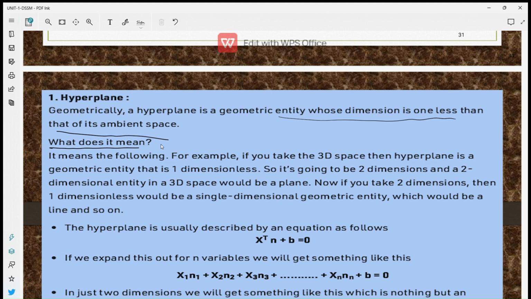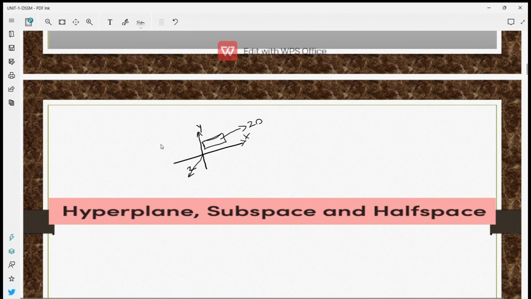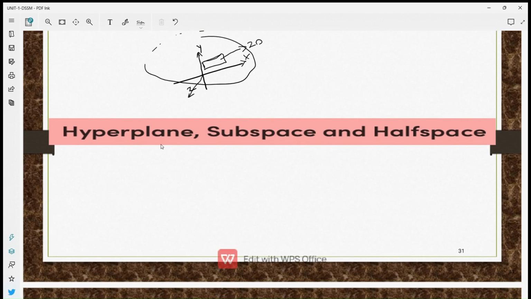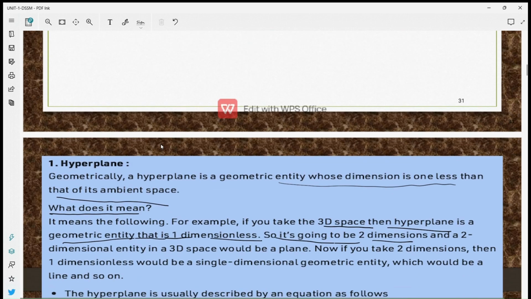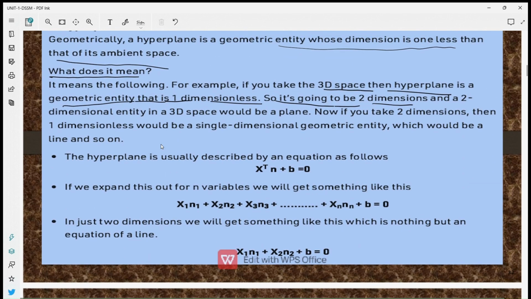So it means the following: if you take a 3D space, then the hyperplane is a geometrical entity that is one dimension less, so it's going to be two dimensions. That's what I explained in this example. Whenever it is 3D geometry, the hyperplane is one dimension less. If it is n-dimensional, the hyperplane would have n minus 1 dimensions.